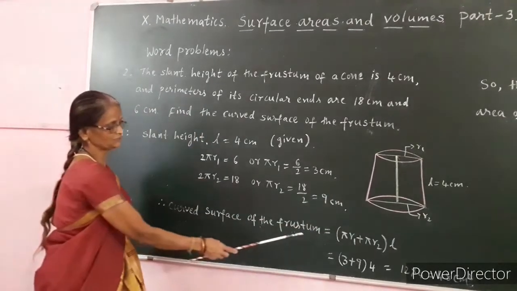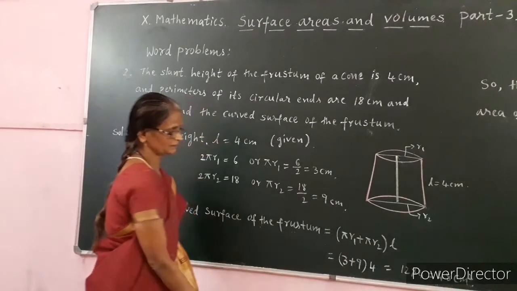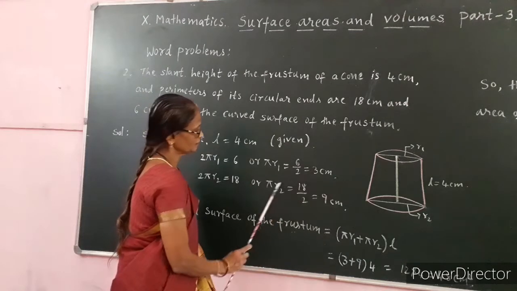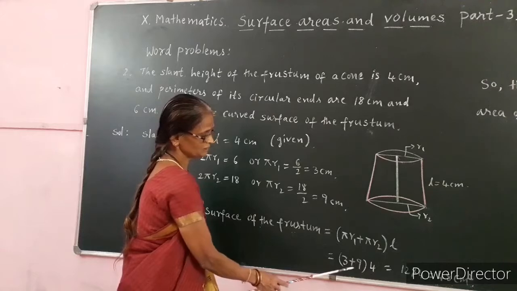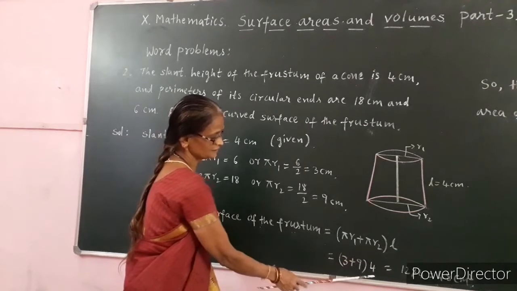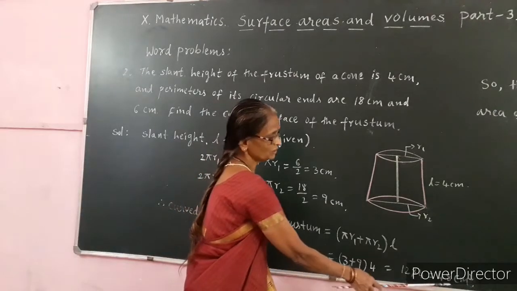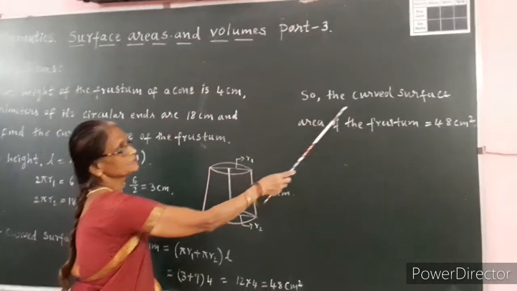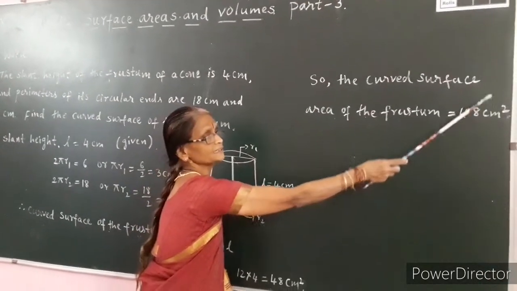Curved surface area of the frustum equals pi r1 plus pi r2 into L. We know that the value of pi r1 is 3 centimeter. Value of pi r2 is 9 centimeter. Substitute here: 3 plus 9 into 4. L is 4. That equals 9 plus 3 is 12 into 4 is 48 centimeter square. So the curved surface area of the frustum equals 48 centimeter square.